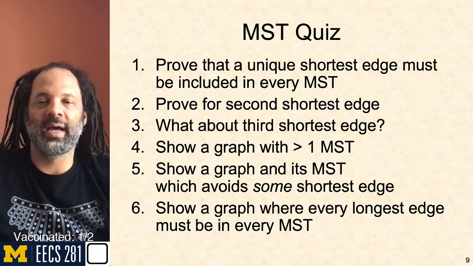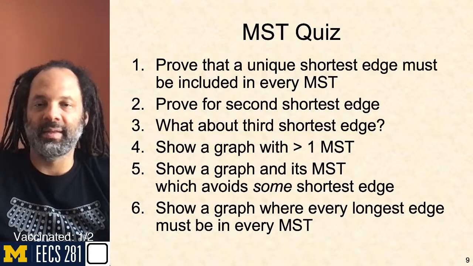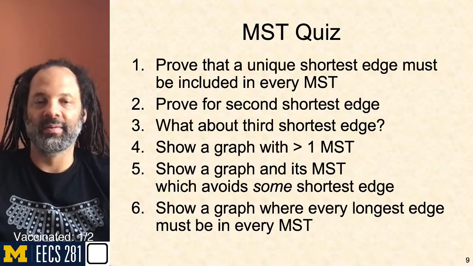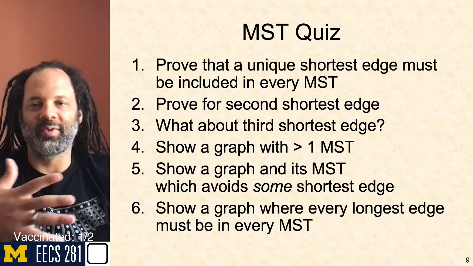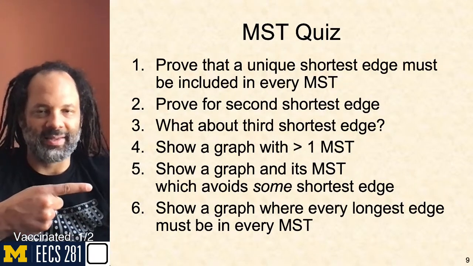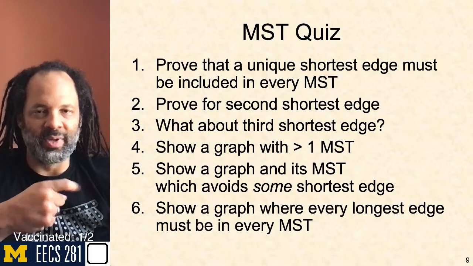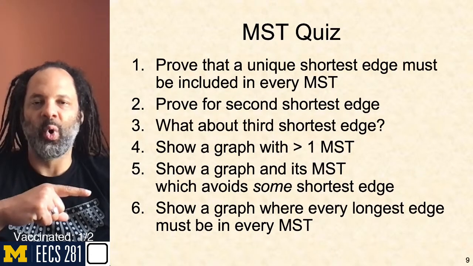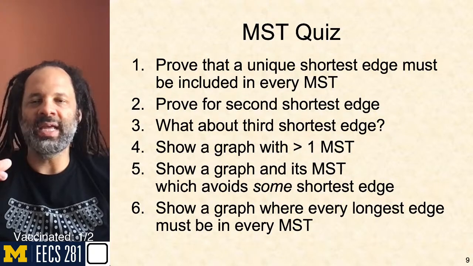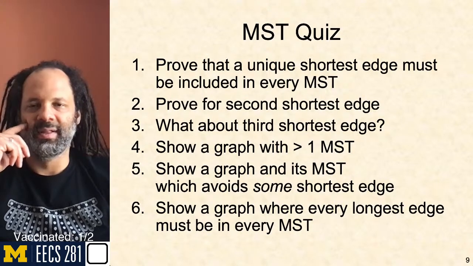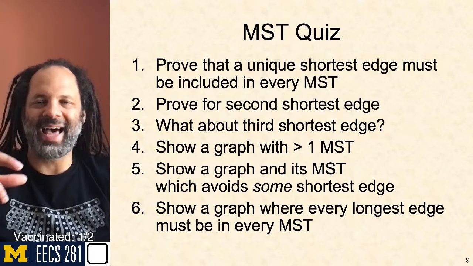This is a great time to do some exam studying. Let's pick up there. Look at that italicized word. This is how much I love you guys. I'm trying to make this easy. That italicized word there, some, is italicized. It's important there. Same thing here up in number one. It says prove that a unique shortest edge. Those two words mean a lot.